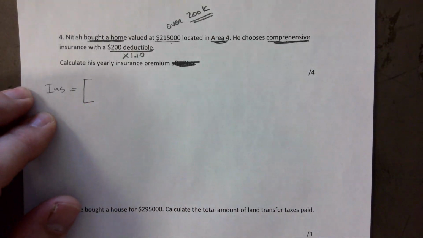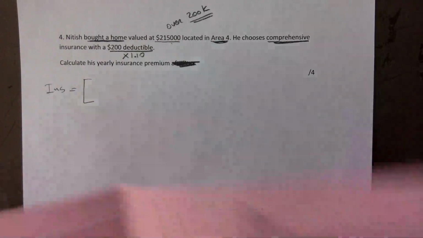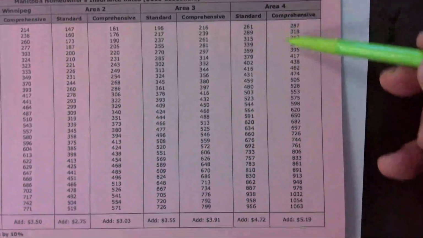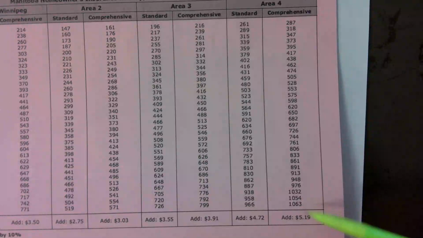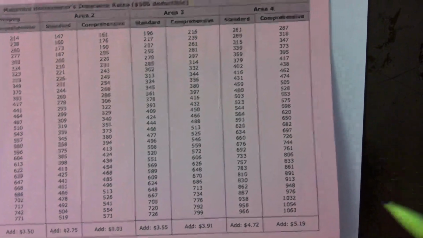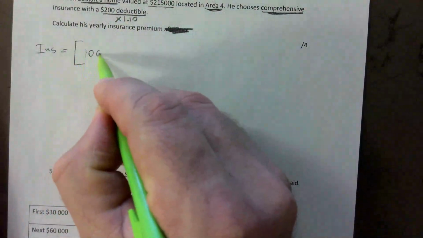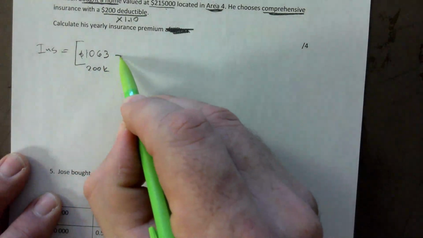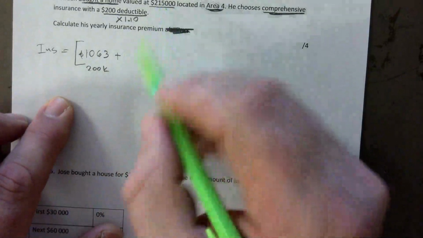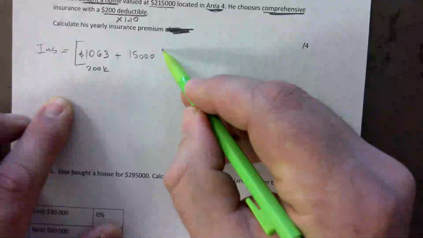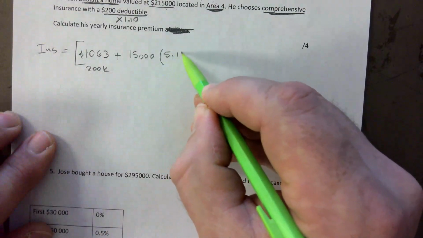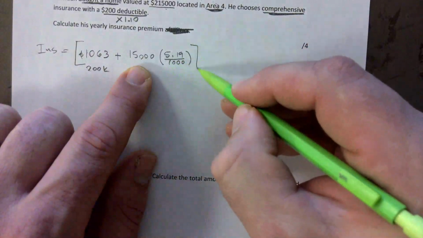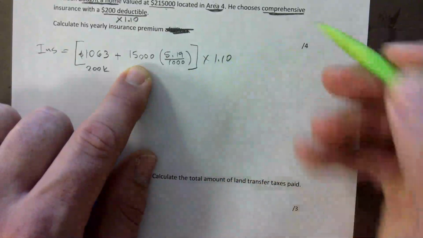We need to go get a table rate for sure, and we're using the big table, right? This one. Area 4, comprehensive. So we max out at 1063, and we're paying 519 extra for anything over 200,000. So 1063 takes care of 200K worth of insurance, right? Plus, I can just do mental math here. I'm over by $15,000, and I'm paying 519 for every $1,000 of additional coverage needed. That will be multiplied by 1.10.